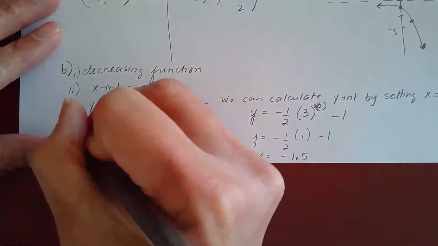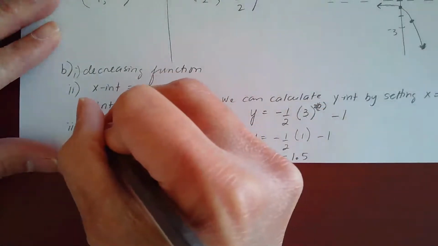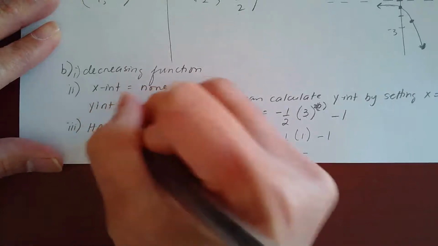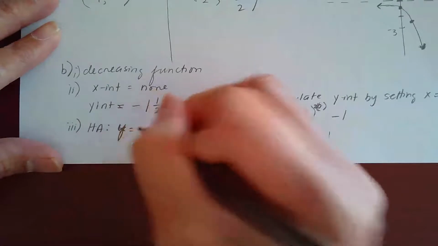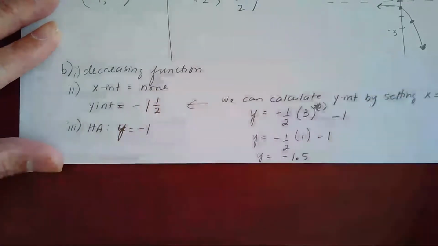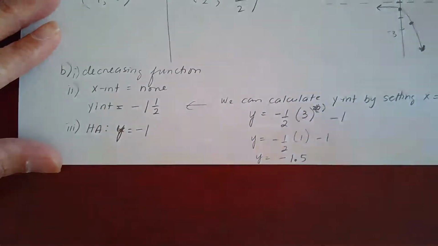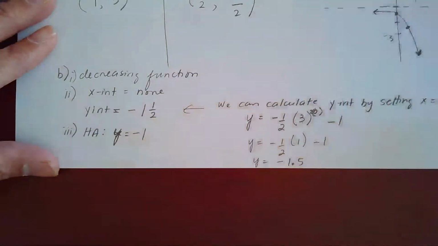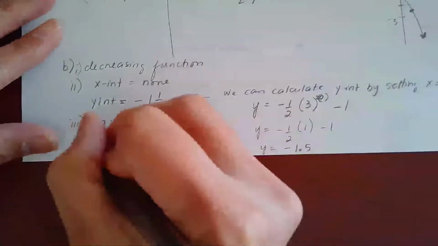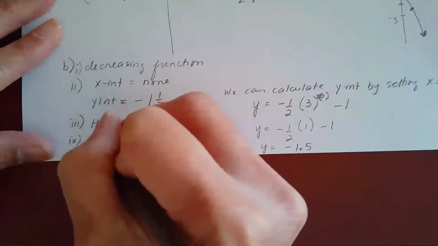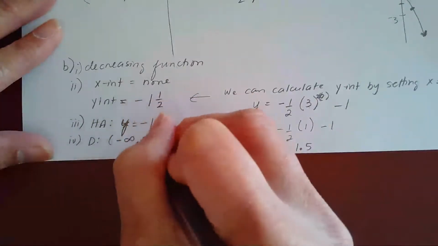Equation of the asymptote. Asymptote would be a horizontal asymptote at y equals negative 1, because everything is shifted 1 unit down. So that's our horizontal asymptote, will go down 1. And the domain is from negative infinity to positive infinity.